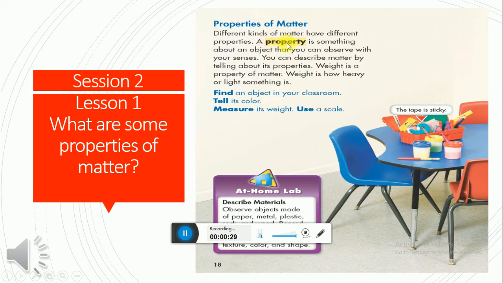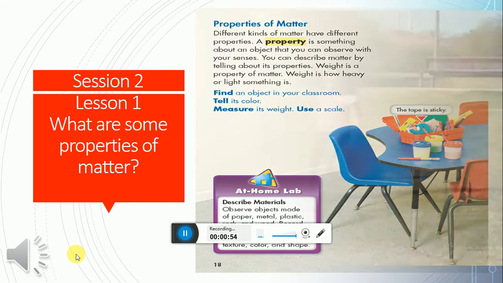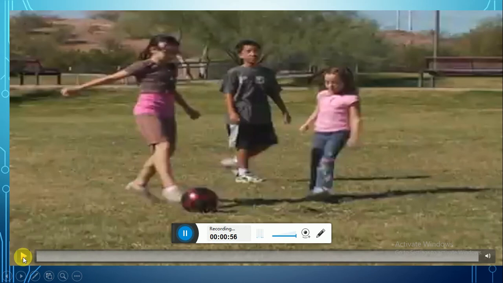Guys, a property is something about the matter. You can observe it with your senses, like the color of this chair. I can observe it with my eye. Okay, the shape of this table, I can observe it with my eyes. Okay, let's watch the video and see what the lesson is about.